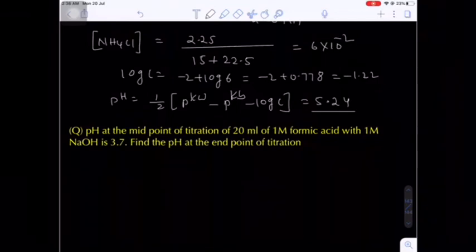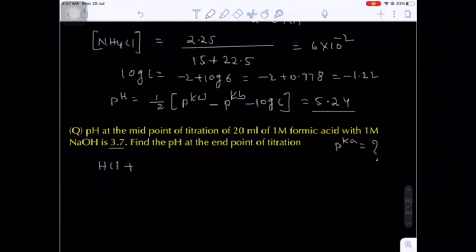Okay, and one more last question here. The pH at the midpoint of the titration of 20 ml of 1 molar formic acid with 1 molar NaOH is given as 3.7. Here the pH of the solution is also given. Then which information is not given here? The pH is given. The pKa of the formic acid, that is a weak acid, the dissociation constant Ka or pKa is not given.